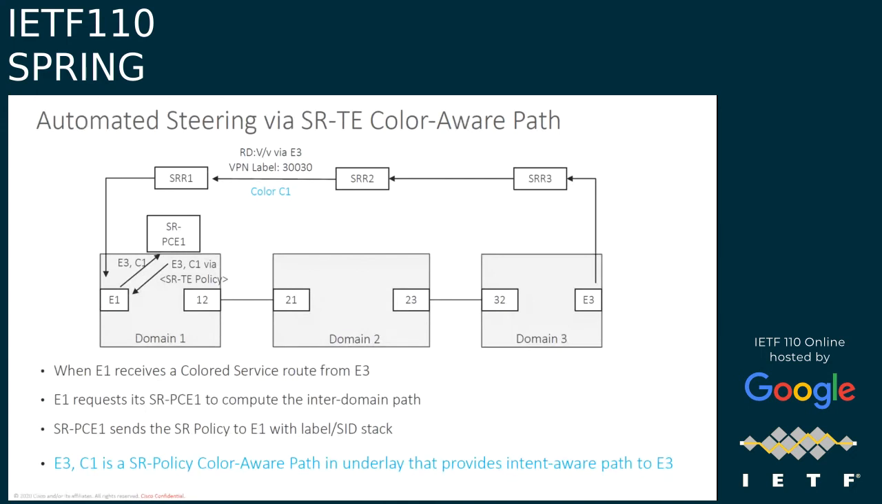In the SR policy solution, the ingress PE E1 may request an SR PCE to compute the interdomain path, since the SR PCE is the one aware of the interdomain topology. The SR PCE will compute a path for that particular intent and return a label or a SID stack that the ingress PE will then install and use in the data plane. The rest of the network nodes are stateless for this path. Next slide, please.